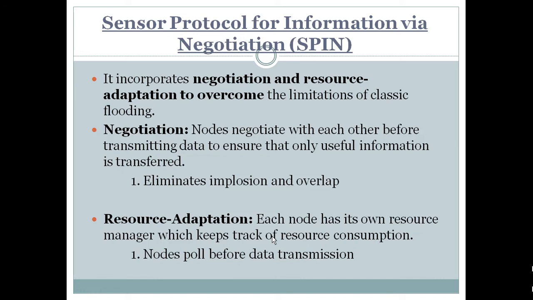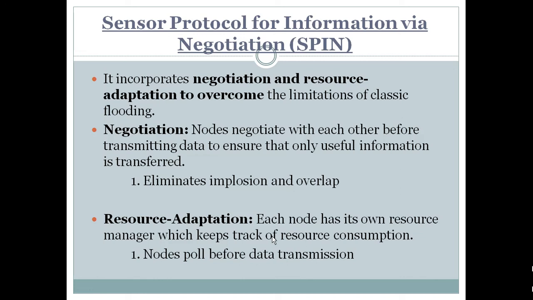This is the concept of SPIN. Now, in this SPIN approach, we are basically using data-centric routing, right? So here we are thinking about transmitting the data, and before transmitting the data, we are checking whether the data has already been received or transferred. Only information, no redundancy should be there.